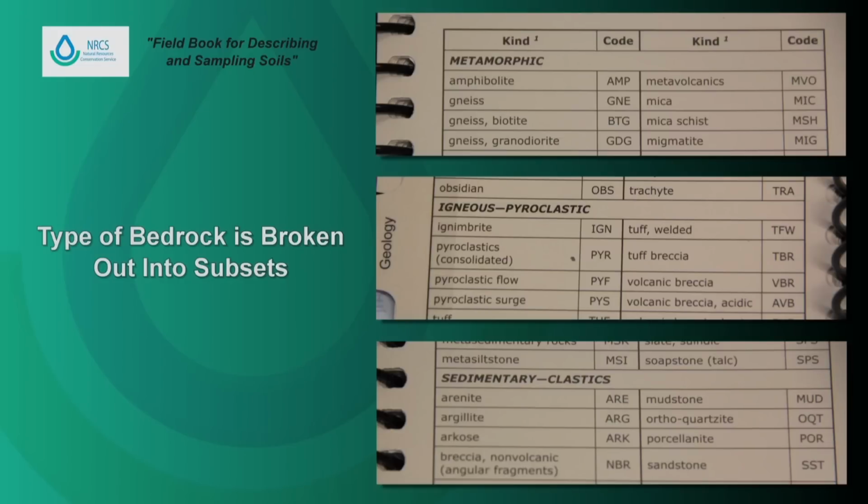So for example, under bedrock kind, it's broken out into igneous, metamorphic, and sedimentary subheadings. Each of those subheadings has a subset of alphabetized options. So if you know you have, for example, some kind of igneous rock, but you don't know what it is, you can go to a subset section and simply wander through those few limited options to more narrowly focus on the issue at hand.